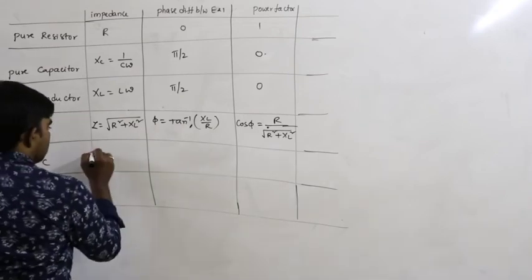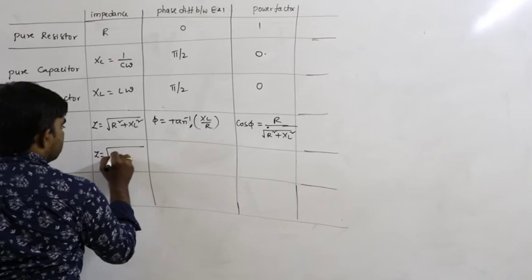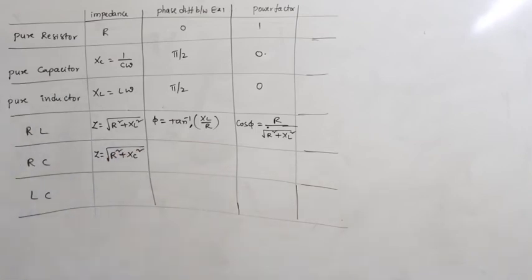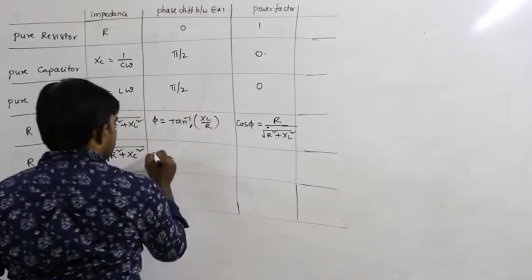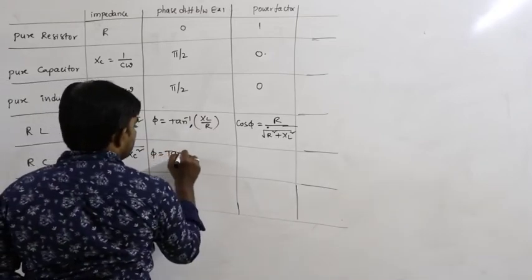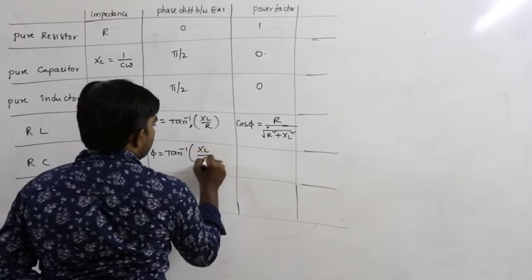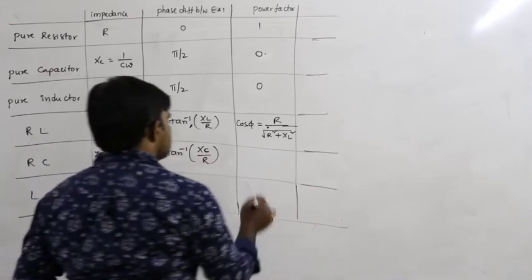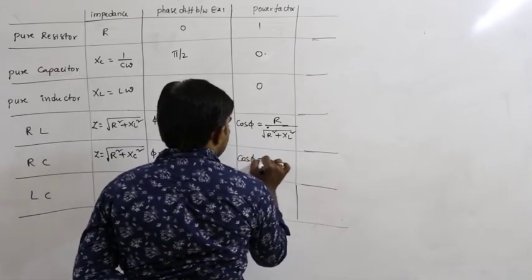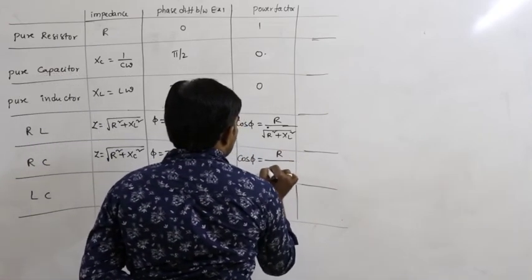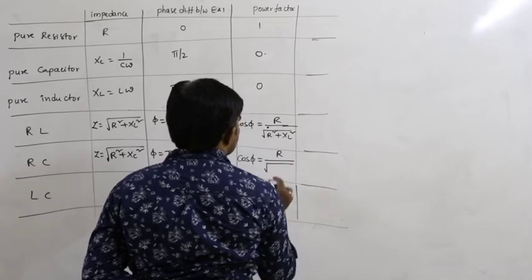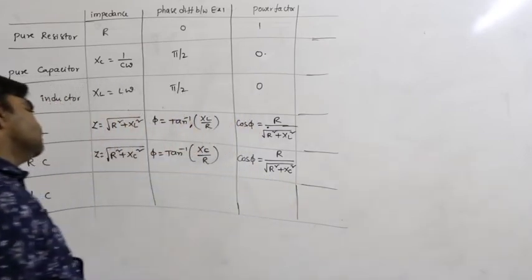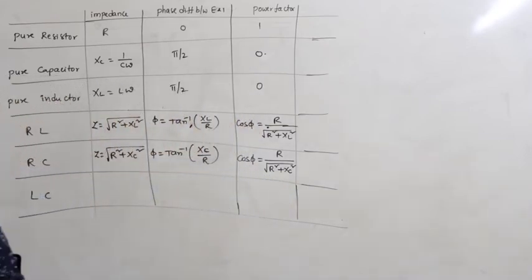Next, in case of RC circuit, impedance Z is equal to square root of R square plus XC square. Phase difference phi is equal to tan inverse XC by R. So from this, power factor cos phi can be written as R by square root of R square plus XC square.